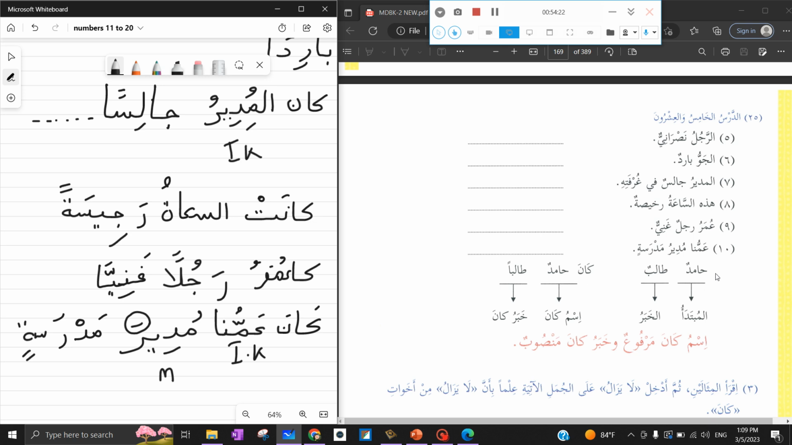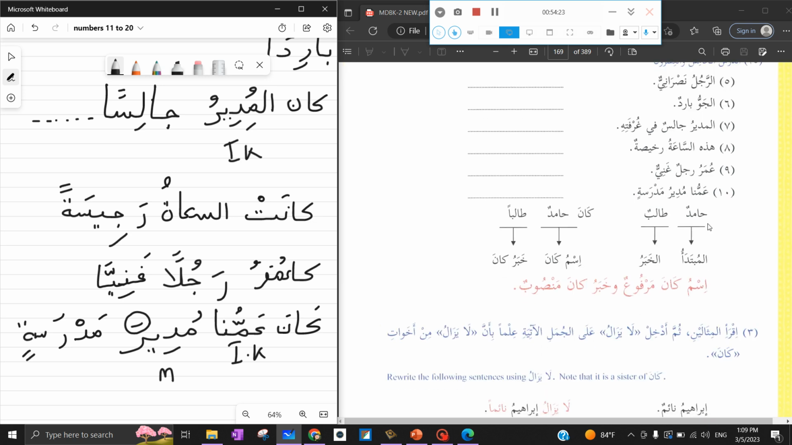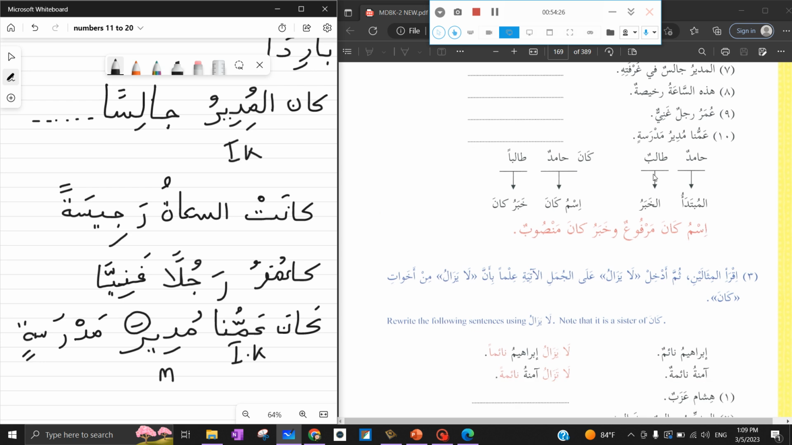Now let's see the examples for kana rules. Hamidan talibun. Now this is a simple nominal sentence. So Hamid is mubtada and talibun is khabar. What about when I put a kana before this nominal sentence? What changes does it bring?